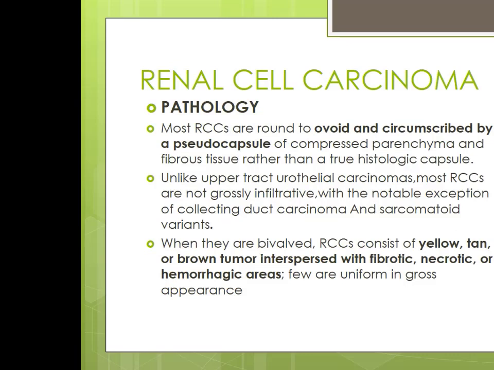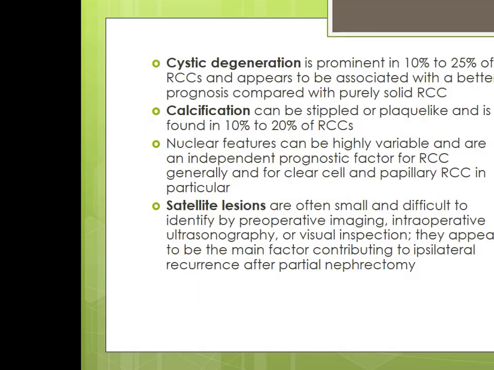Most RCC are round to ovoid and are circumscribed by a pseudocapsule of compressed parenchyma and fibrous tissue rather than a true histologic capsule. Unlike upper tract urothelial carcinoma, most RCC are not grossly infiltrative, with the exception of collecting duct carcinoma and sarcomatoid variant. When they are bivalved, the RCC consists of yellow, tan, or brown tumor interspersed with fibrotic, necrotic, or hemorrhagic areas. Few are uniform in gross appearance.